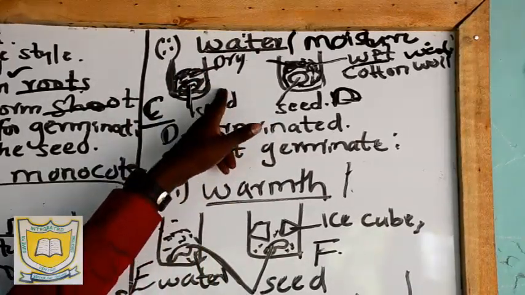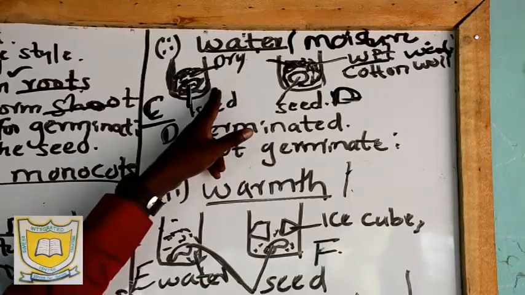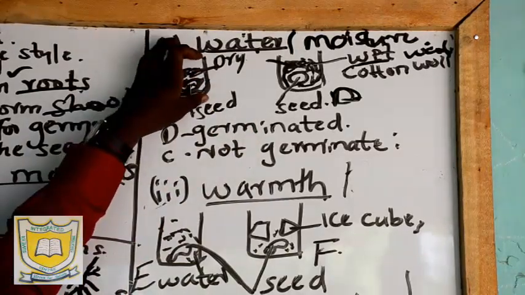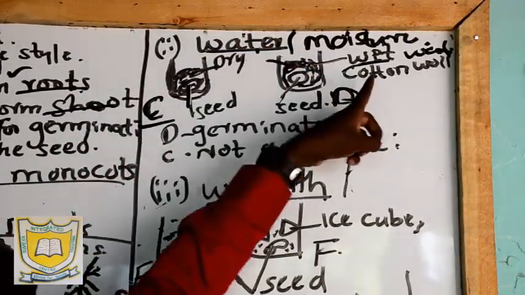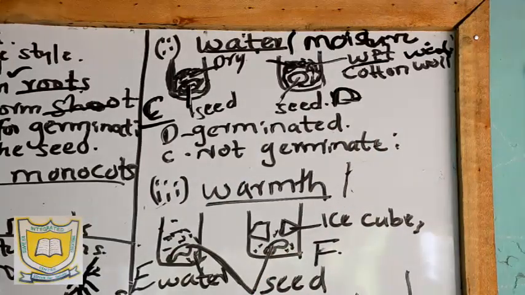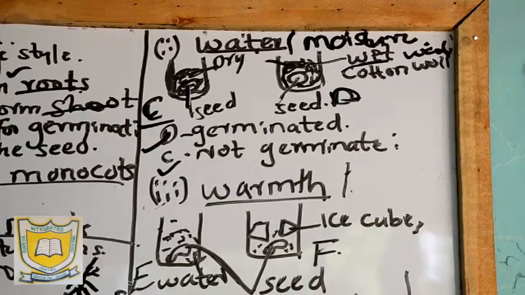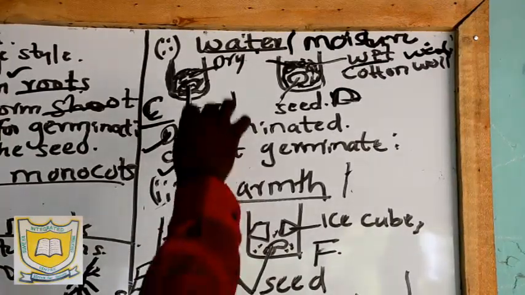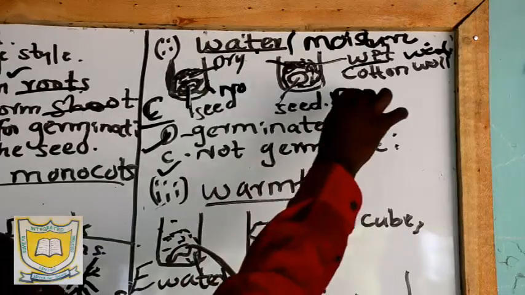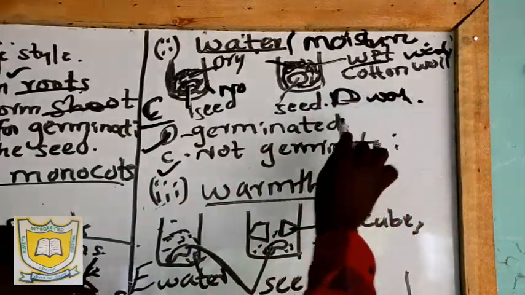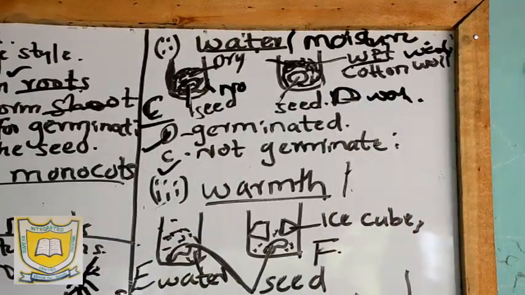Germination will not occur in this container because there is no moisture here. This is a dry cotton wool, and this is a wet cotton wool. There is presence of water. So the observation: germination will occur in container D, but germination will not occur in container C. Reason: here there is no water and here we have water. So successful germination requires water.